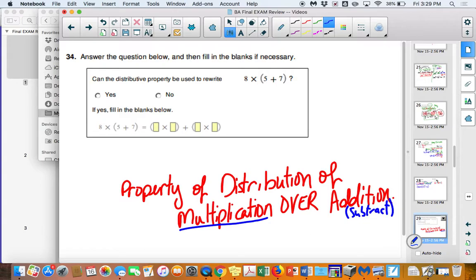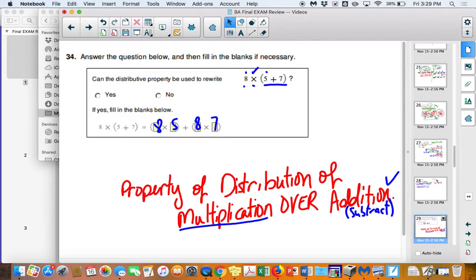So when you look at this, I am saying 8 times a group. Well, that's 5 plus 7. So that would work for addition. And this is multiplication. So this should work like a charm. So I can say 8 times 5, and then 8 times 7. And it works beautifully. Not a problem.